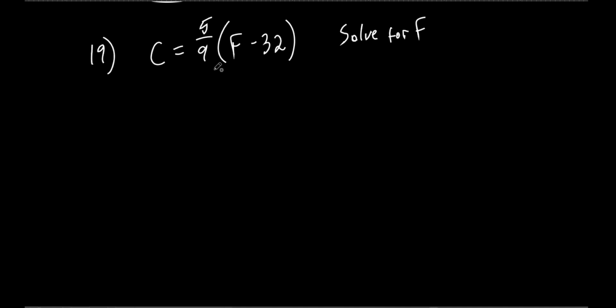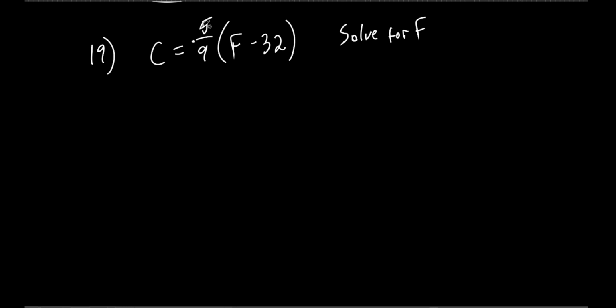It might have been F equals, and then all this stuff, and you had to solve for C. But now we're going to solve for F, for Fahrenheit, the temperature in Fahrenheit. So first thing we're going to do is get rid of this fraction that's multiplying by this parentheses. So how do I get rid of that fraction?